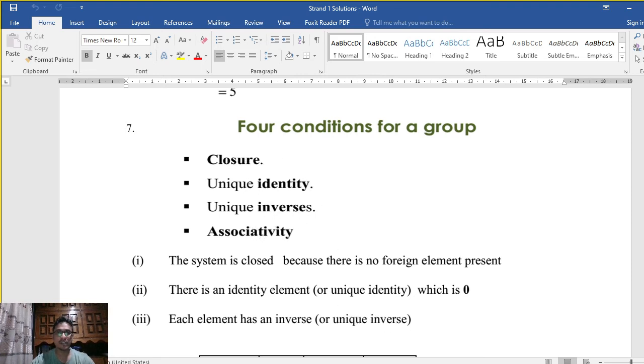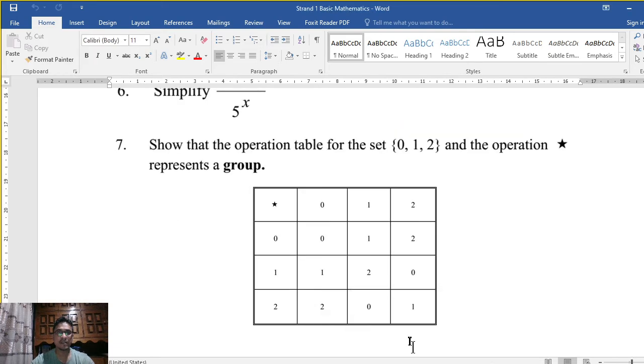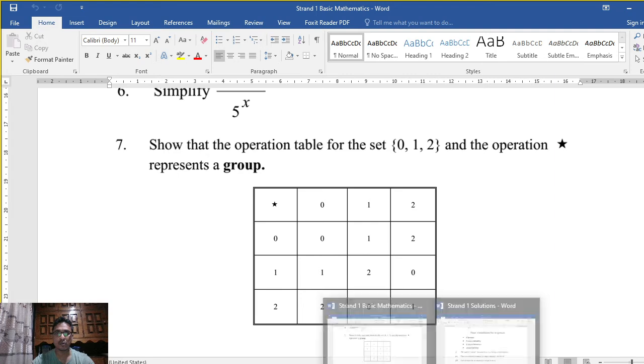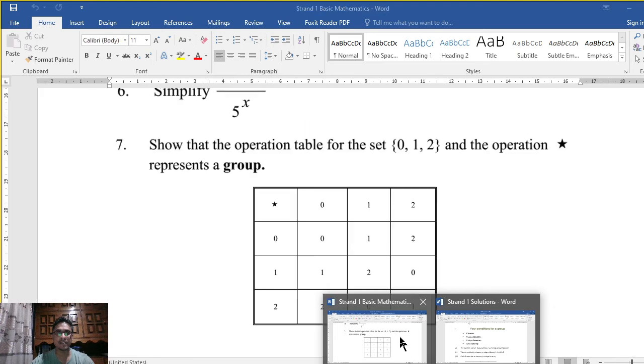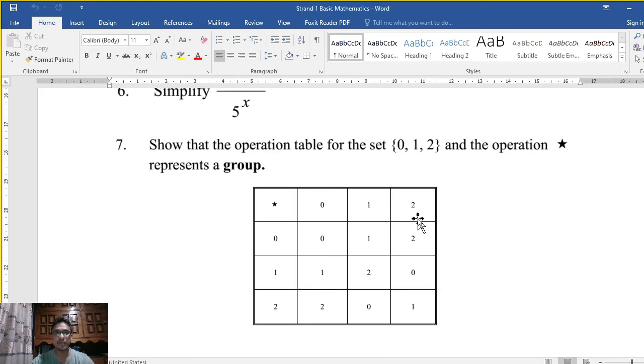Closure. That means if you look at this table, is there any foreign element apart from 0, 1, 2? No. So the set is closed. That's the first one. Second one, unique identity. Let's see whether 0, 1, 2 repeats itself horizontally as well as vertically. 0, 1, 2 repeats in this line. Check vertically, 0, 1, 2, it repeats here. So the identity element is 0. It has the identity element.